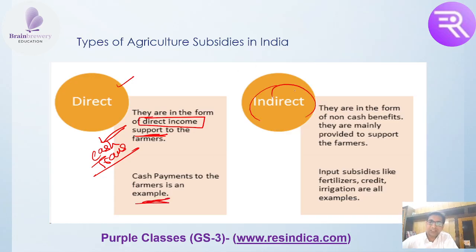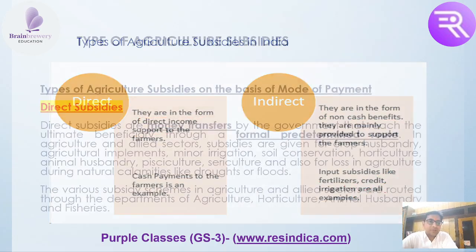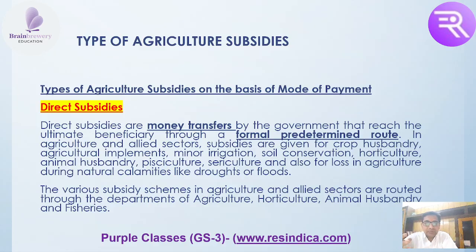Then we have an indirect support. There is no direct cash benefit transfer, but they mainly provide support to the farmer. Support like input subsidy, like they will be getting fertilizer subsidy, credit subsidy, irrigation subsidy, power subsidy, right? So this is what is called an indirect subsidy. So whenever we say direct subsidy, here we are directly transferring the money to the farmers.